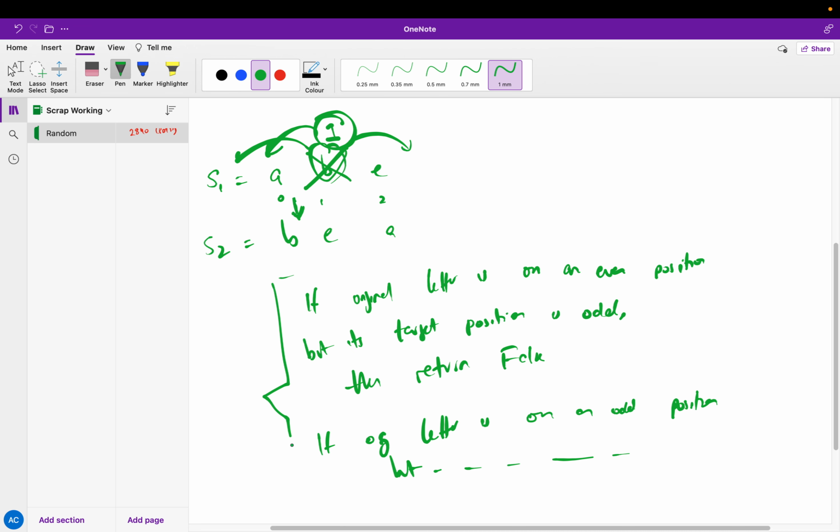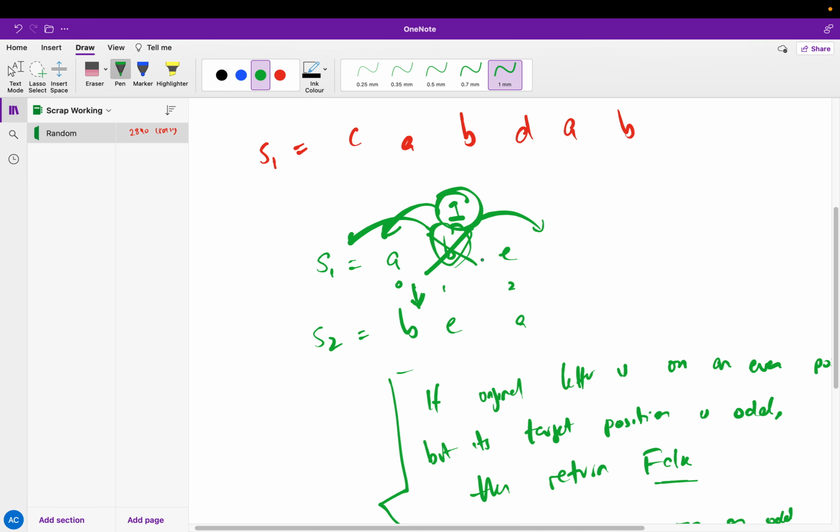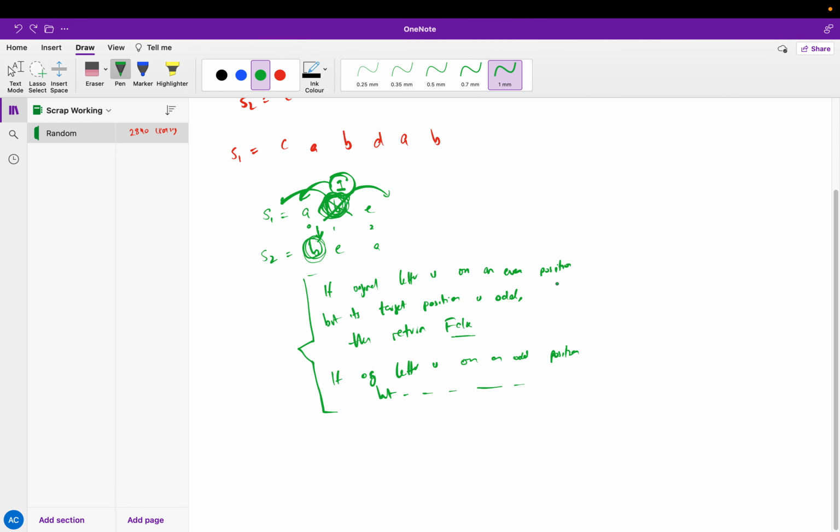So we have a case as to when we can return false straight away. If we find that there's one B over here, which is an odd position, and there's a B over here that's in an even position. Or maybe it's better to say, if there's a B in an odd position and there isn't a B in an odd position in the target, then you can return false. So that's one way.